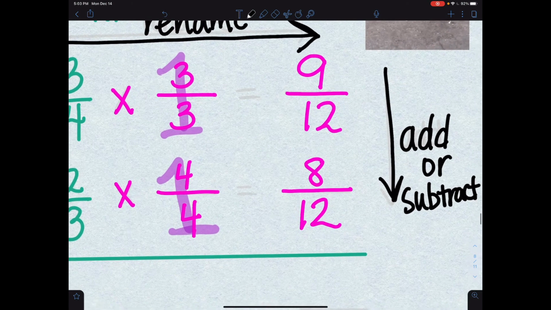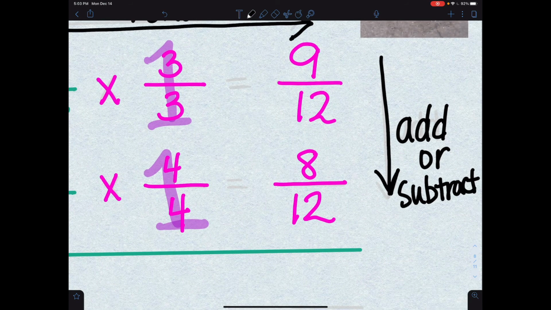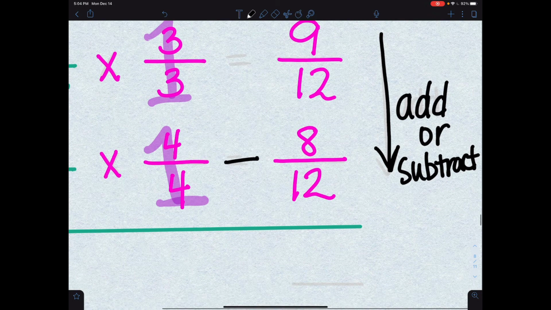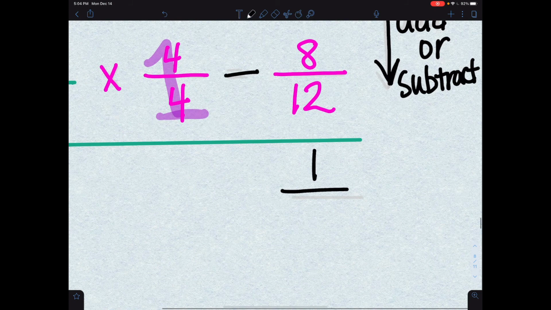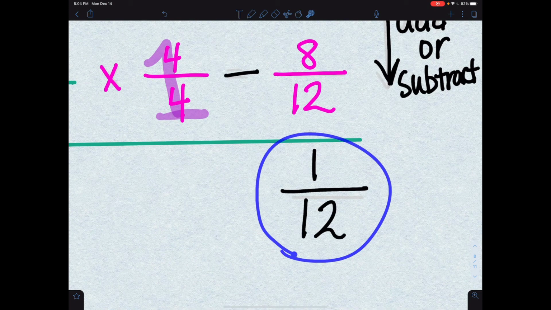Okay, so we've got 9/12 minus 8/12. So let's subtract those numerators. 9 minus 8 is 1, and the denominator stays the same. So it's going to be 1 over 12. And that is our final answer.